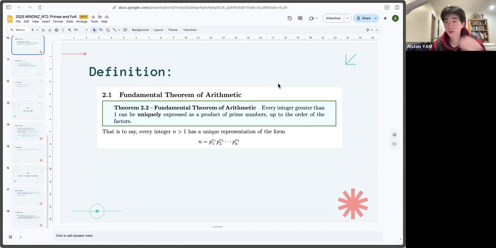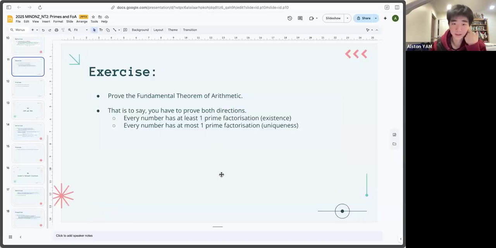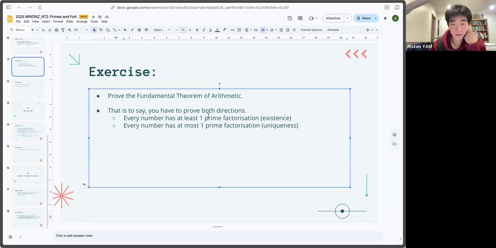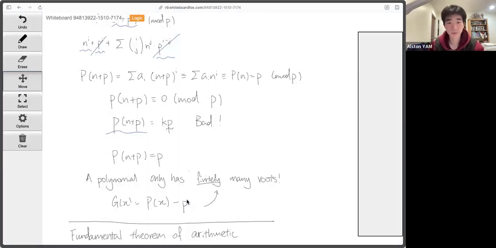Okay, I think that's about enough time. So I'll go over the proof of this theorem. What I had on my next slide was that you have to prove it in both directions. You have to prove that every number has at least one prime factorization, which is the existence of a prime factorization. And you also have to prove there is at most one prime factorization, which proves the uniqueness part. So we kind of have to do it twice, one going this way and the other going the other way. Okay, so let's go to the whiteboard.